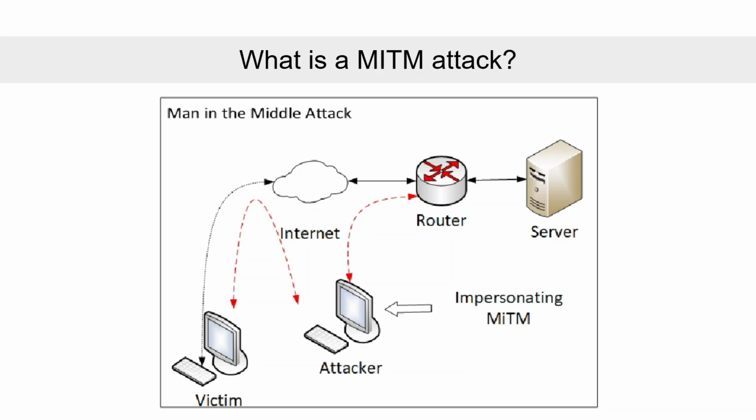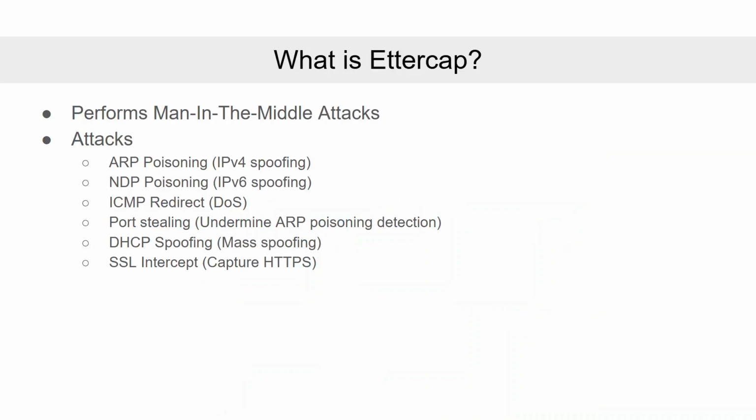A man-in-the-middle attack is basically when a hacker intercepts a connection and acts as a mediator between a victim and its router. So what is EtherCap? EtherCap is a network tool that can perform man-in-the-middle attacks. And the types of attacks it can use are ARP and NDP poisoning. That's for IPv4 and IPv6 respectively.